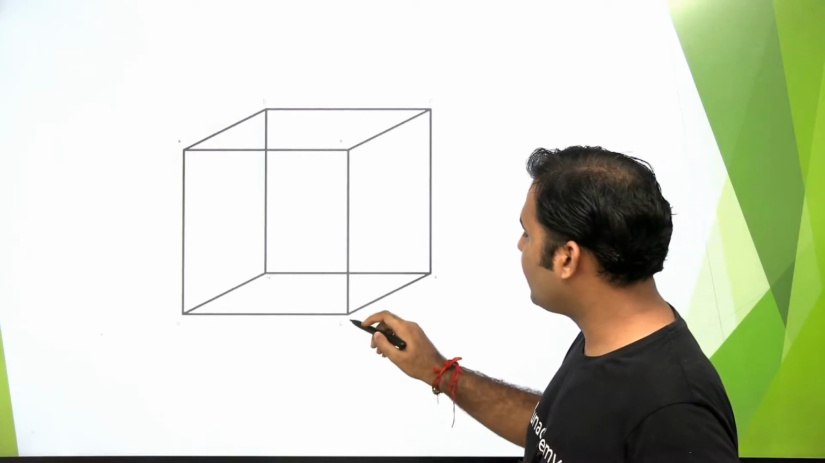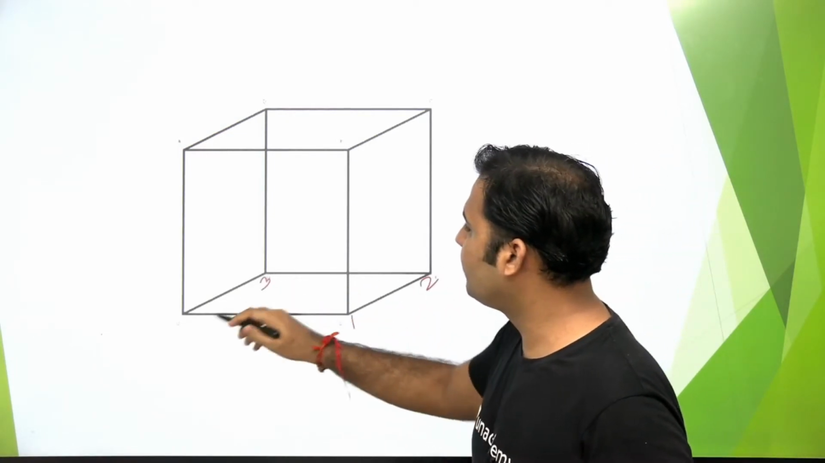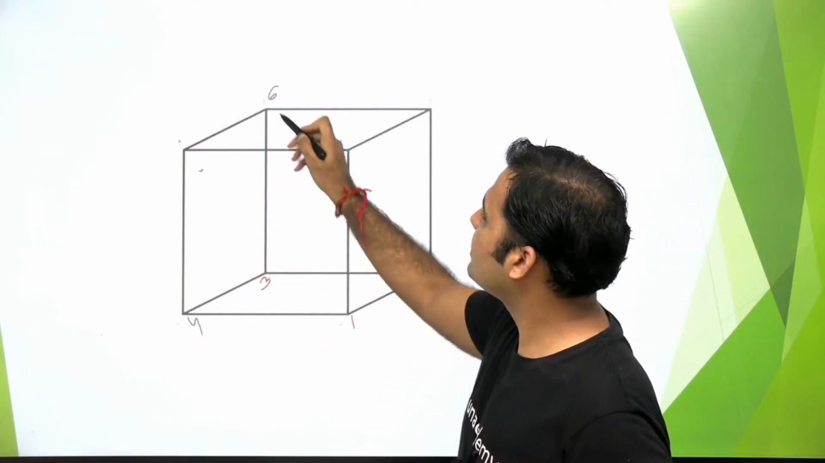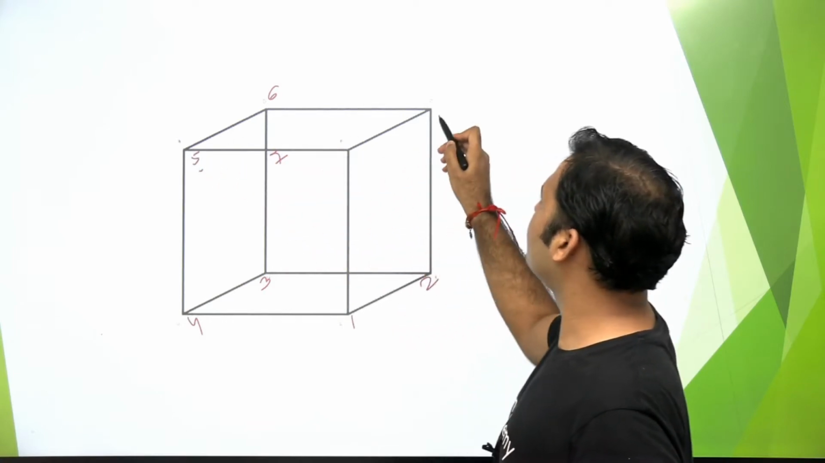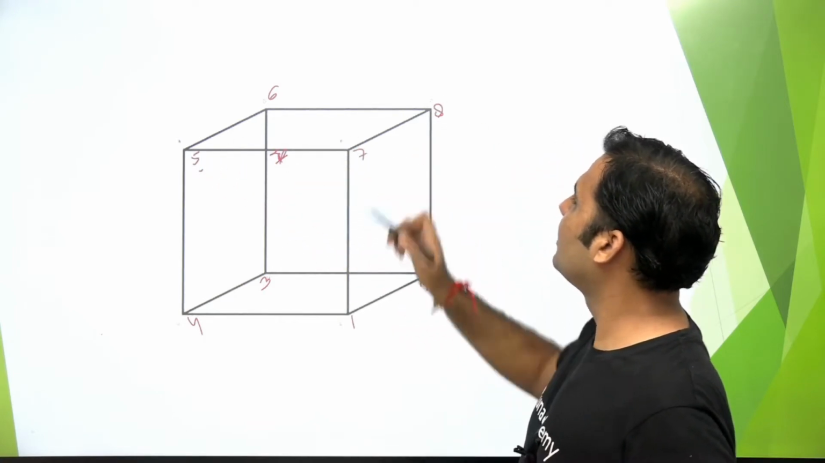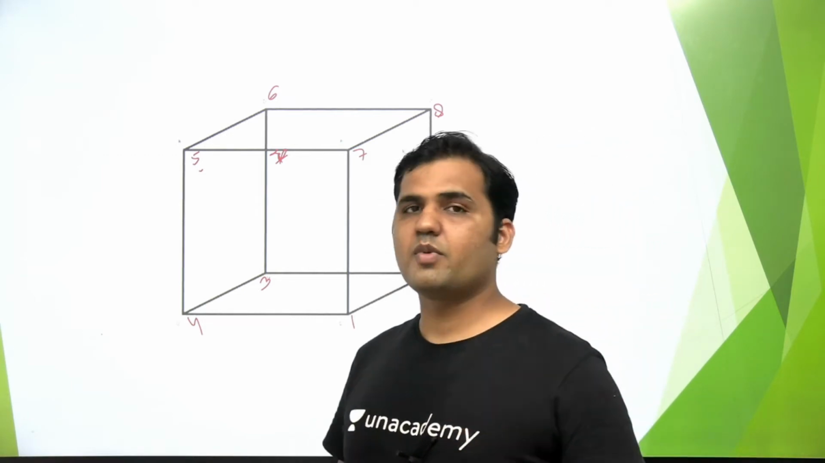So therefore, how many vertexes do we have? Guys, how many vertexes do we have? 1, 2, 3, 4, 5, 6, 7, 8. Total number, sorry, 7 here. Total number of corners in a cube are 8.